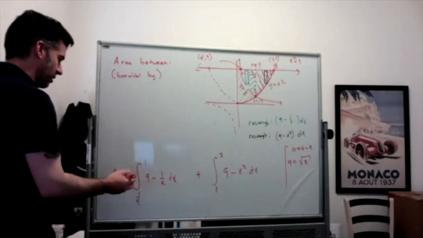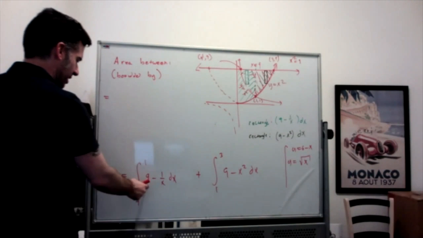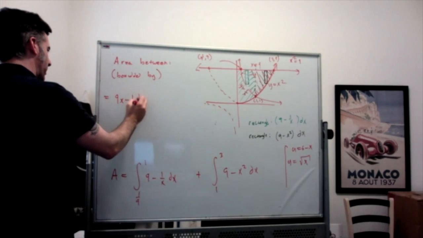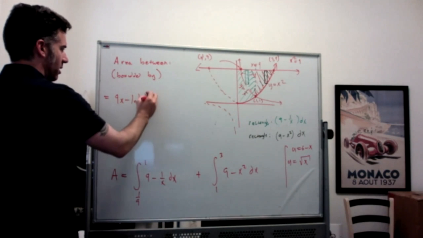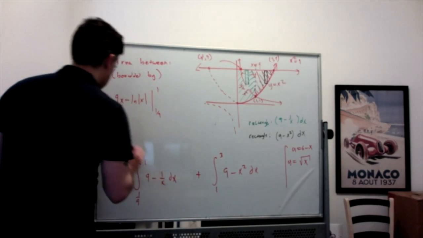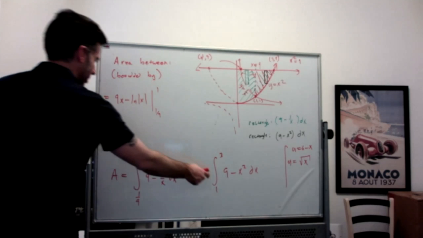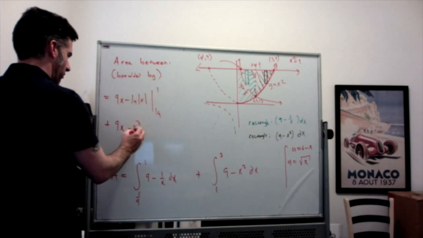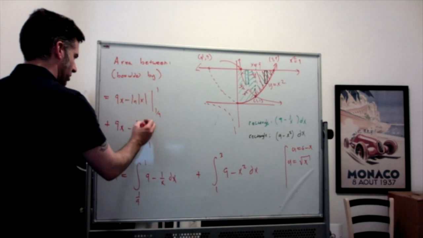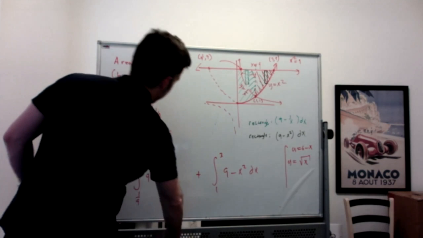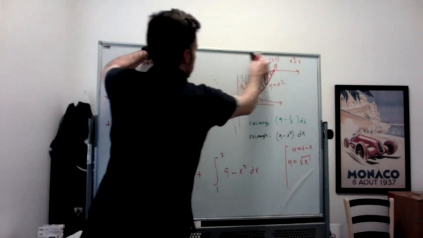Let's see, calculating this, the antiderivative of this is going to be 9x minus the natural log of the absolute value of x, evaluated from 1/9 to 1, plus, integrating this, you get 9x minus x cubed over 3, evaluated from 1 to 3. So let's see what we get here. I'm kind of running out of room. I think I need to erase that picture.